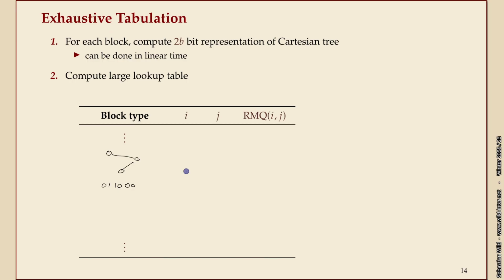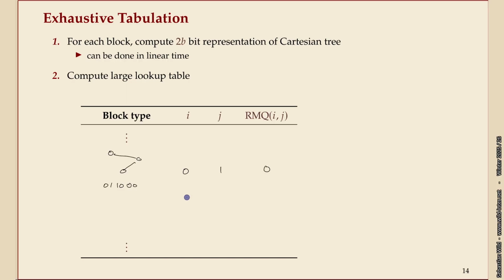And then I have 3 choose 2 different range min queries, not so many. I could ask between 0 and 1. That's these 2 nodes. Where's the minimum? Well, this guy is on top, so the answer will be 0. If I ask for 0 and 2, say, and the same block type, I also get 0. If I ask for 1 and 2, I get 2. Okay, so you can imagine we fill this for all possible trees of that small size and for all possible i and j, and we write down the answer.